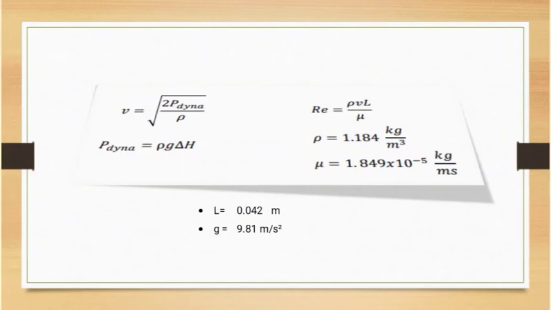The density is also provided. The density is equal to 1.184 kg per m3. The dynamic viscosity is equal to 0.000081849 kg per ms. The length is 0.042 meter, and the gravity is equal to 9.81 m per s square.